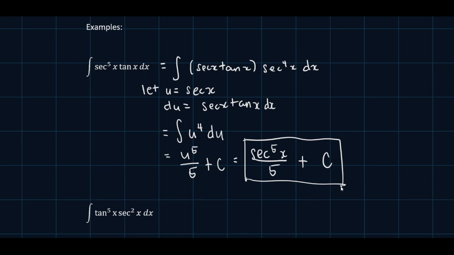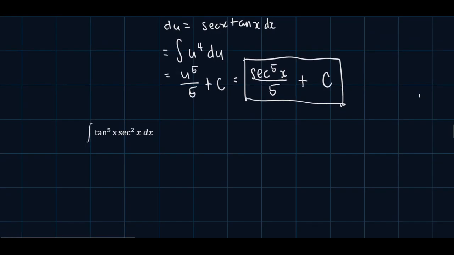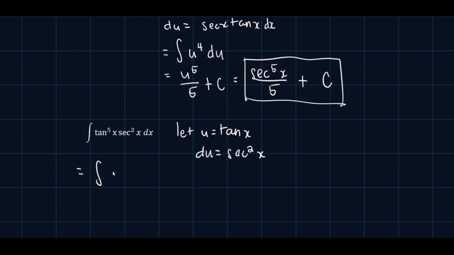So this is secant to the fifth x all over 5 plus c. Okay, now the second example, we simply have to make the substitution. So let u be equal to tangent x. So doing this will give us du equal to secant squared x. So medyo straightforward siya that this is actually equal to u to the fifth du. So applying the power rule, this is u to the 6 over 6 plus c, or tangent to the 6x all over 6 plus c.